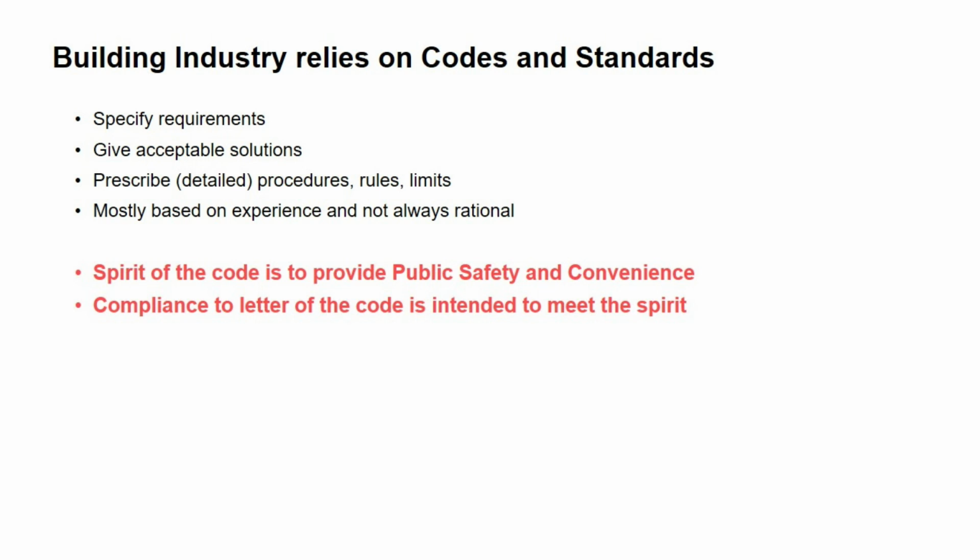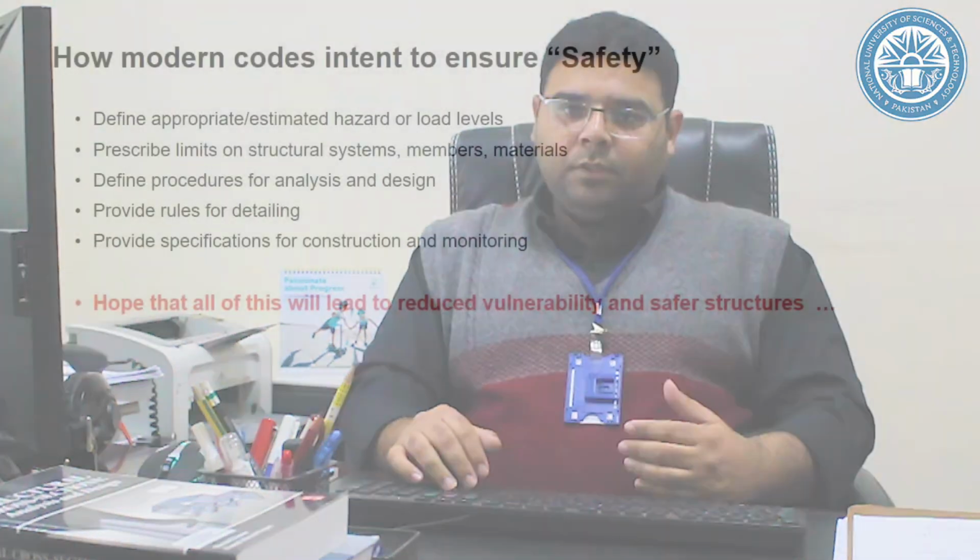Our building industry primarily relies on these building codes and standards. These codes specify different requirements and provide different solutions for those requirements. They also prescribe various simplified analysis procedures, and the underlying assumption is that if you follow all those requirements and clauses, the set of rules, you will be safe. So in a sense building codes implicitly ensure building safety, or public safety at large.